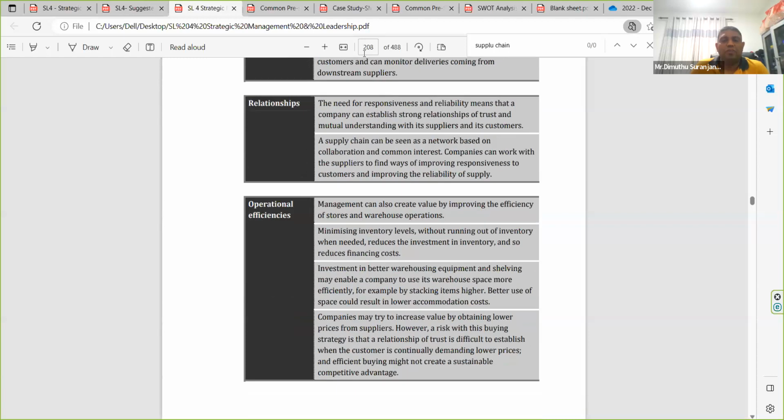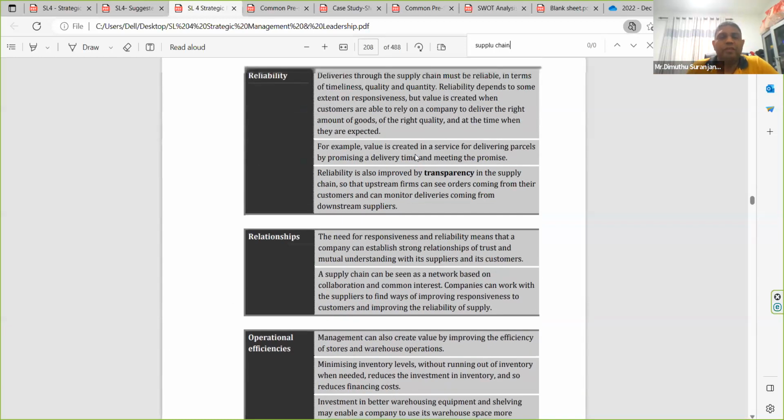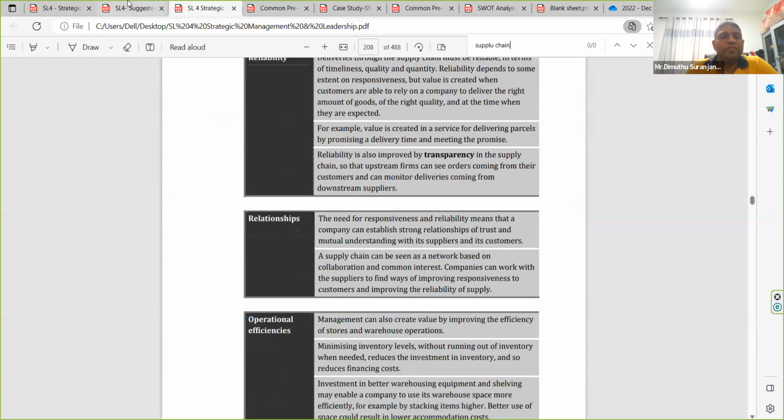No? Operational efficiencies, there are some areas you can work on, like warehouse operations. You can minimize the inventory levels. You can have optimal level inventories. Then the internal environment of the warehouse should be used properly. Right. For example, you can keep stock in an efficient way. That is operational efficiencies. No? So the examiner tests this knowledge.